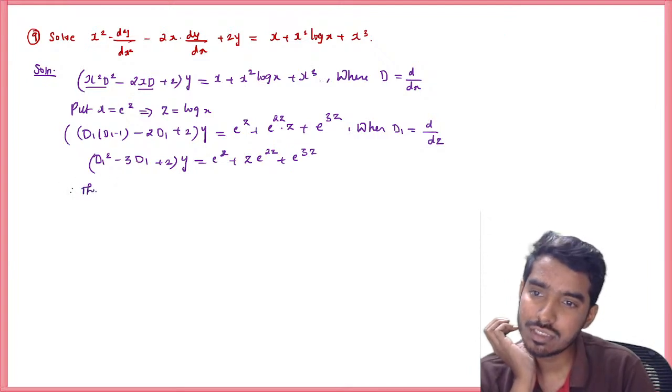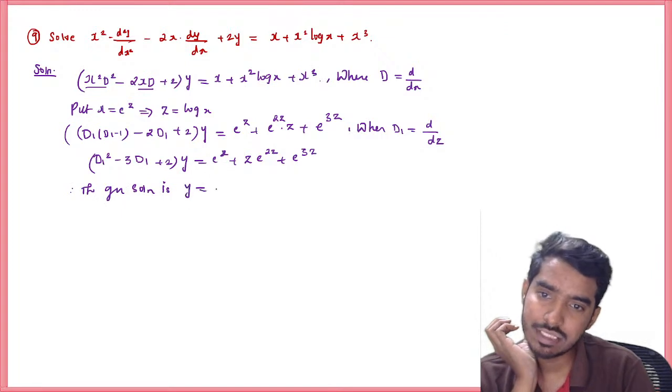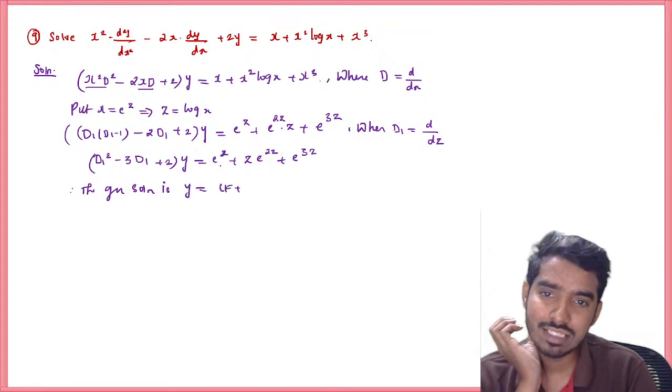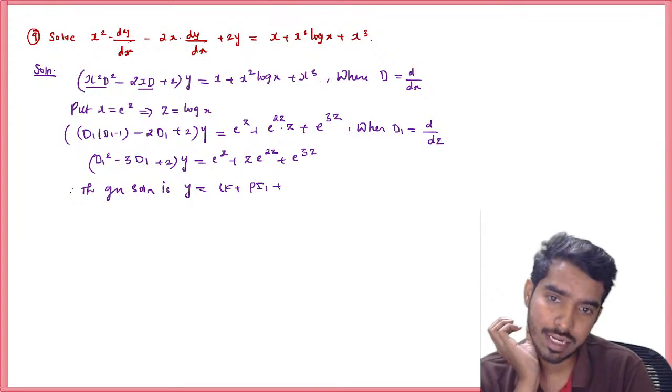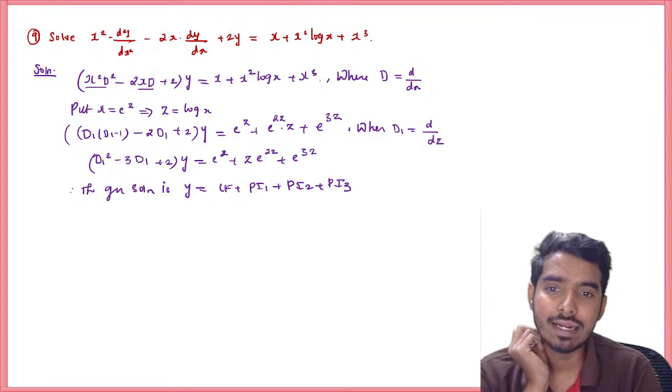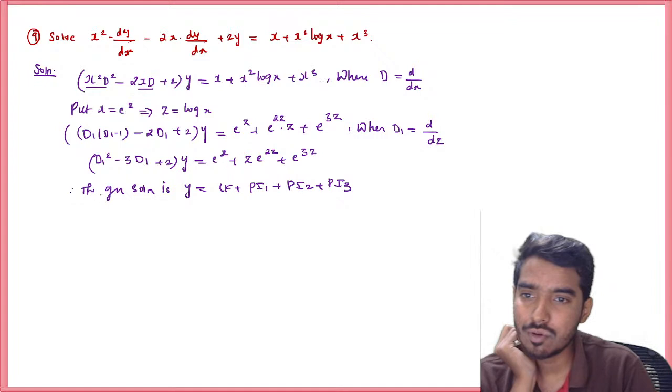Therefore, the general solution is given by y is equal to CF plus PA1 plus PA2 plus PA3. I'm going to find PA1, PA2, PA3 separately. So we'll find the characteristic function, then PA1, PA2, PA3, and then add them up.